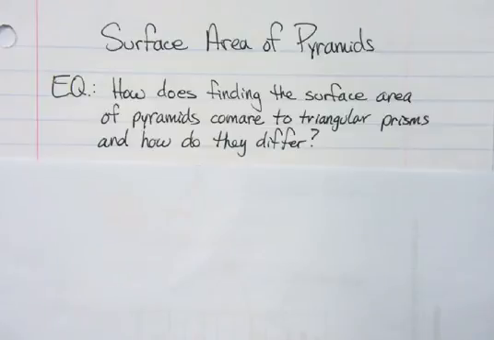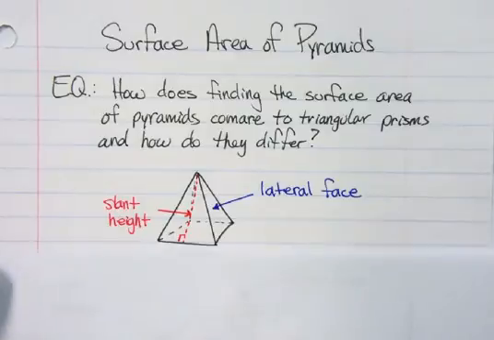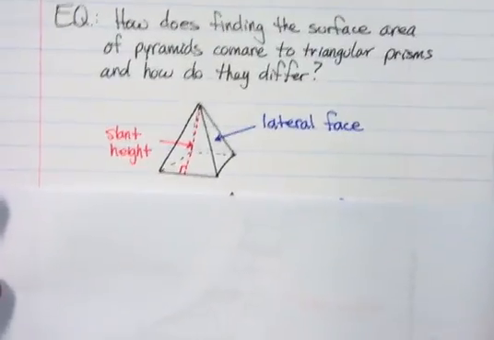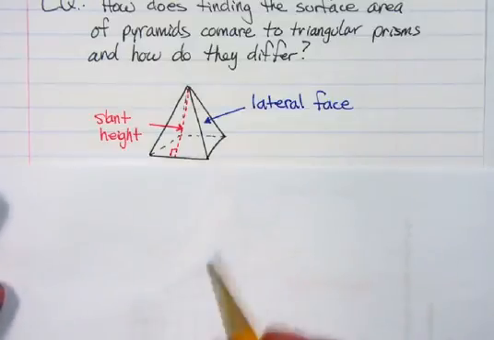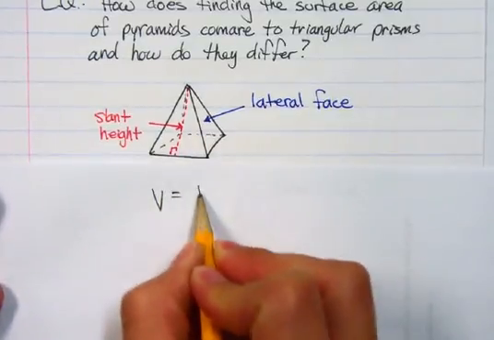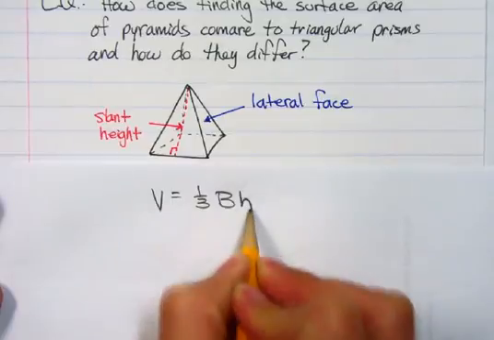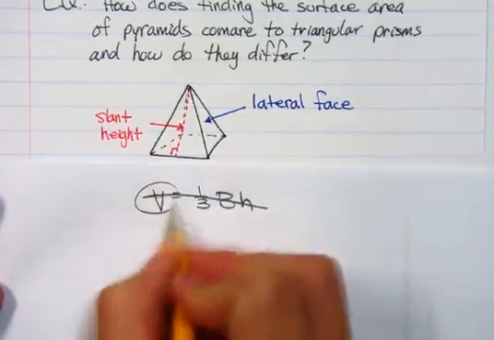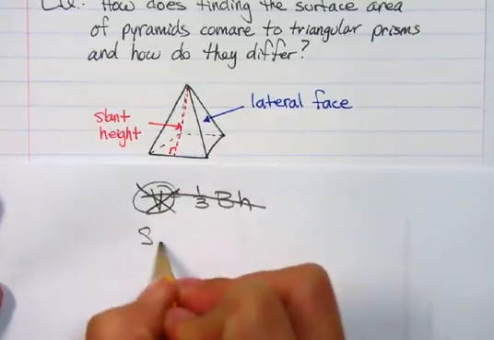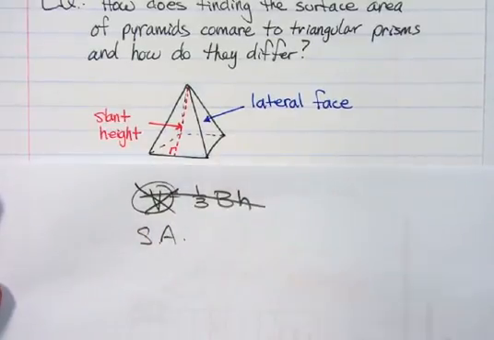Surface area of pyramids. How does finding the surface area of pyramids compare to triangular prisms, and how do they differ? Okay, so today our focus is a pyramid and not finding the volume this time. If you recall, last time the volume of a pyramid was 1/3 the area of the base times the height, right? So this is not the case this time. This time we're not talking about volume. We are talking about surface area. Okay, that's the outside of the shape.